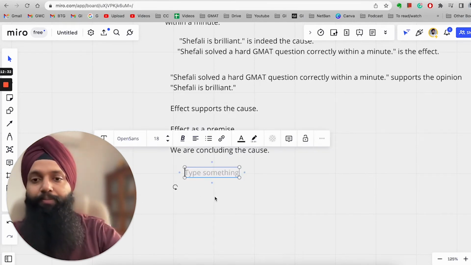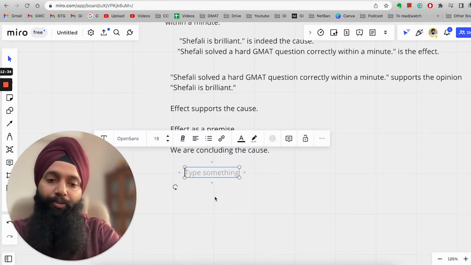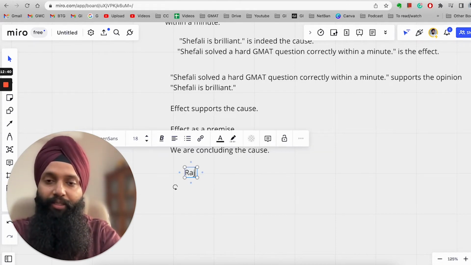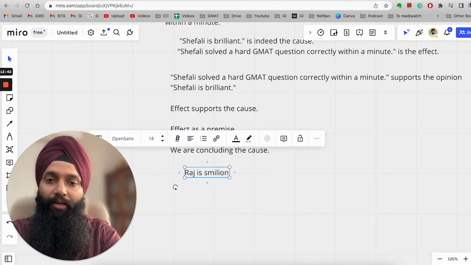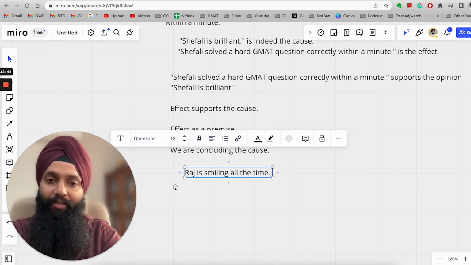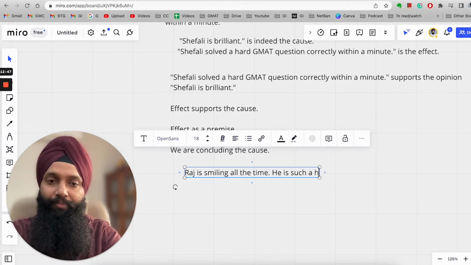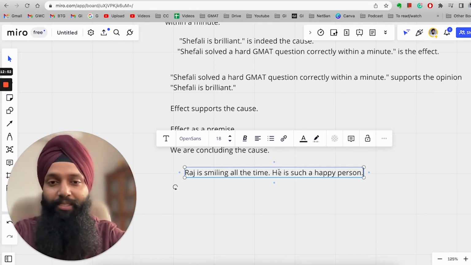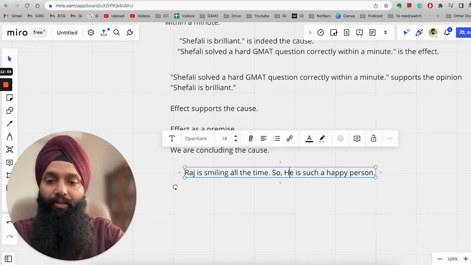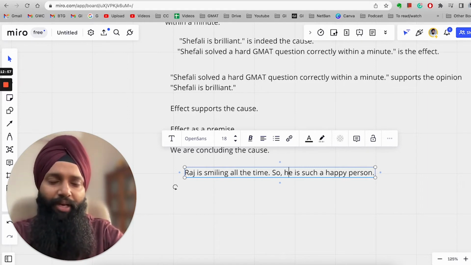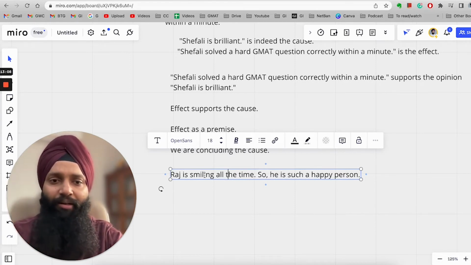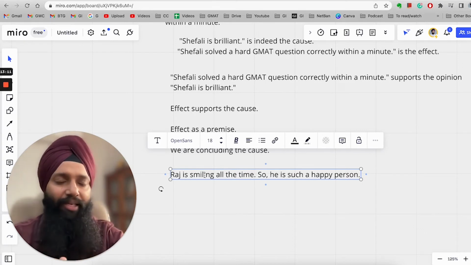So for example, let's say you come across somebody. Raj is smiling all the time. He's such a happy guy. Now, this looks sensible, right? Yeah, he's smiling all the time. So yeah, he's such a happy person, right? So here, definitely we think like this that, yeah, of course somebody is smiling all the time. Definitely he's happy because smile is equivalent to happiness, right?